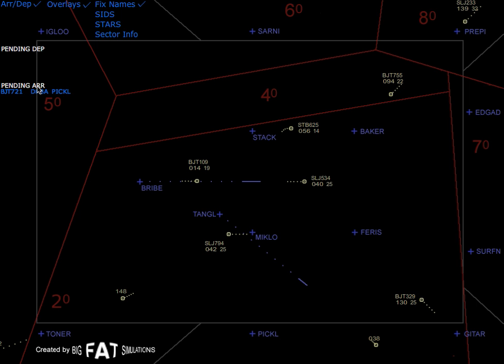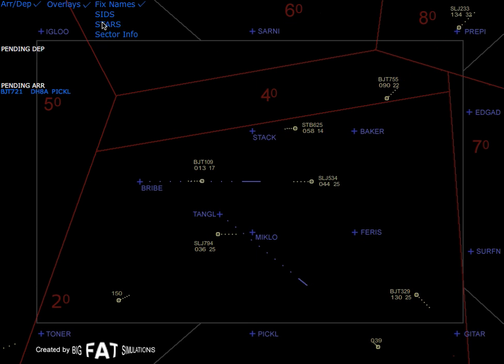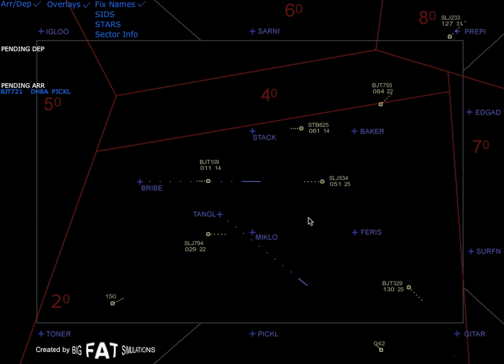Next pending arrival is a Dash 8 coming from Pickle, wherever that is. Here it is, Pickle. And if we bring up the STAR for Pickle, Pickle arrivals come to us descending to 11,000 feet. So at the moment I'm thinking I better keep this airspace clear of everybody. I'm concerned about this aircraft here, this Budget 329, conflicting with this pending arrival. I'm not really sure who's going to make it in first, but this aircraft's been assigned 8,000 feet, and I'm thinking it'll be this one first.